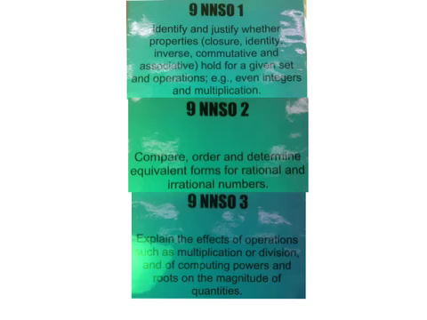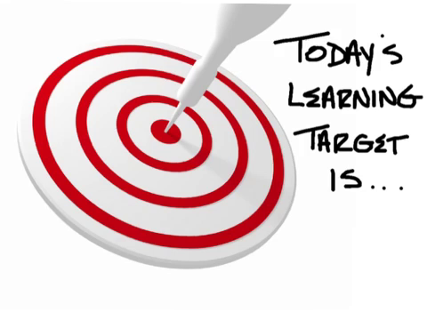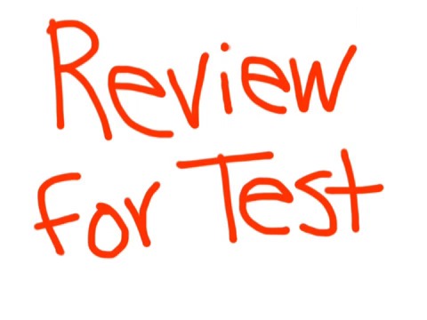Alright, our objective today is to identify and justify whether properties hold for a given set in operations, compare, order, and determine equivalent forms for rational and irrational numbers, and explain the effects of operations such as multiplication or division and of computing powers and roots on the magnitude of quantities. Our learning target is reviewing for your test tomorrow.